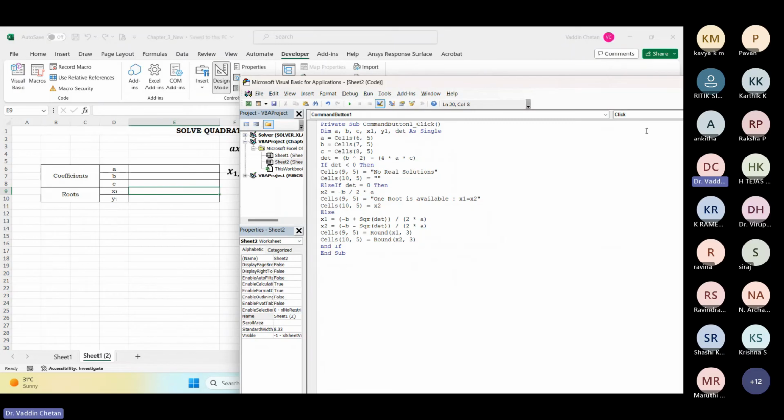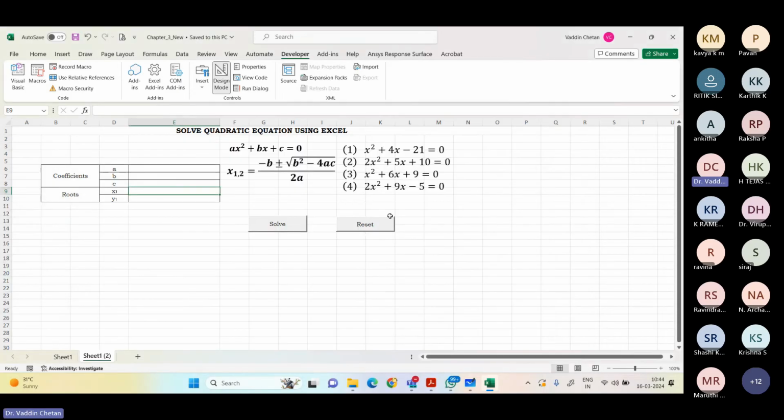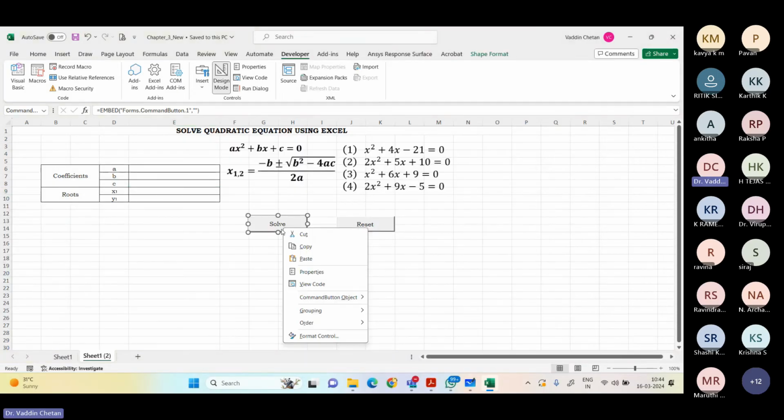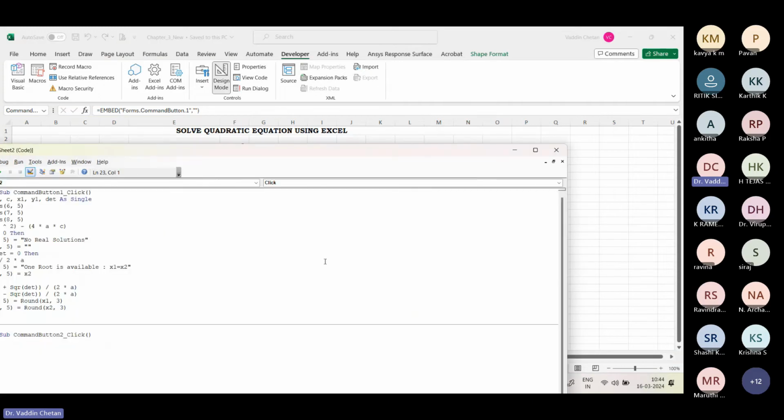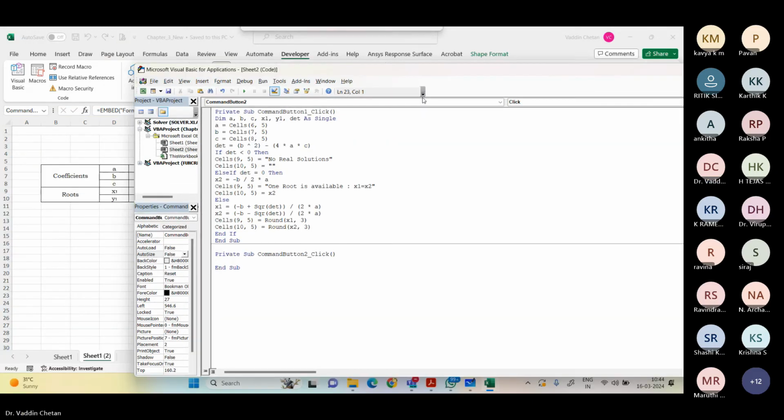I will save this. Close this panel. Now I have added the code to solve. Again, when you press the reset button, all the values here should be reset, right? For that, I will right click on that and go with view code. Again, command button 2: Range E6 to E10.